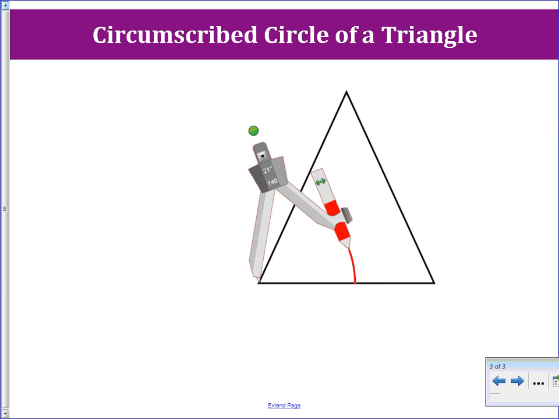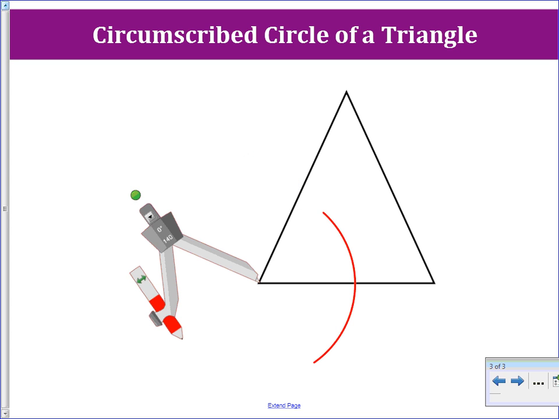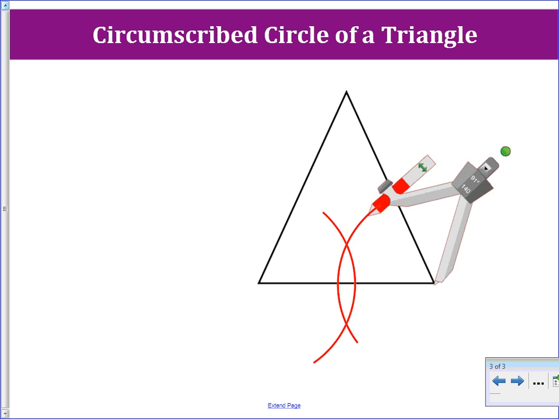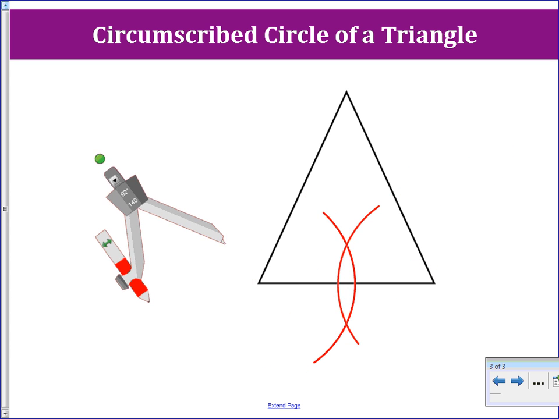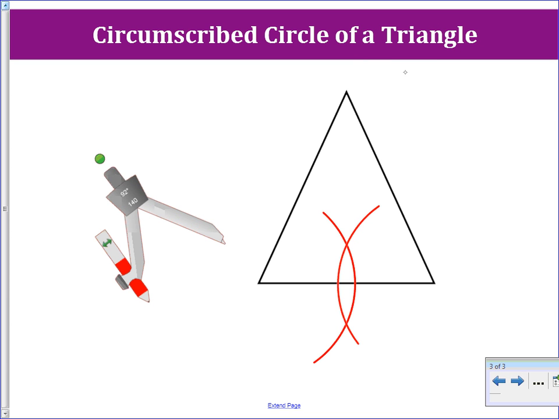We need to make sure we are over halfway from one side to the other, and this looks about right. Draw an arc from this vertex, switch to the other side, and draw an arc from this vertex. Okay. The intersection is our first perpendicular bisector. So I need to draw my line that represents the perpendicular bisector. All right, so that is the line, and I need to slide it over a hair. Okay, so that adjustment better represents our first perpendicular bisector.